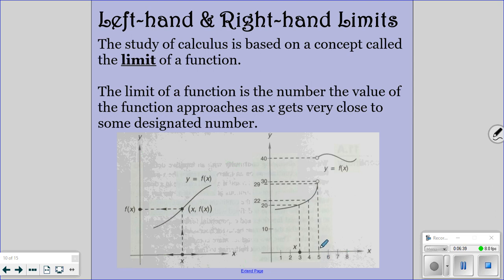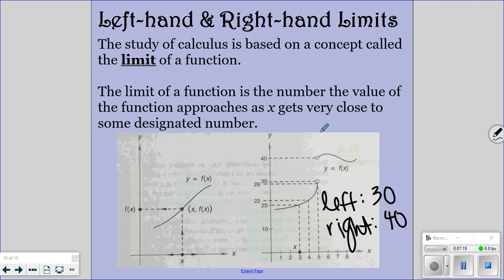Okay, at 5, we've got an issue because there's a big jump. So the limit as x approaches from the left side, what is it getting closer and closer to? Well, it's 29, but 30 is actually what the limit is as it approaches from the left, because that's the hole that it approaches. If you come from the right, the limit approaches 40. And so it is possible that you have two different left and right hand limits.